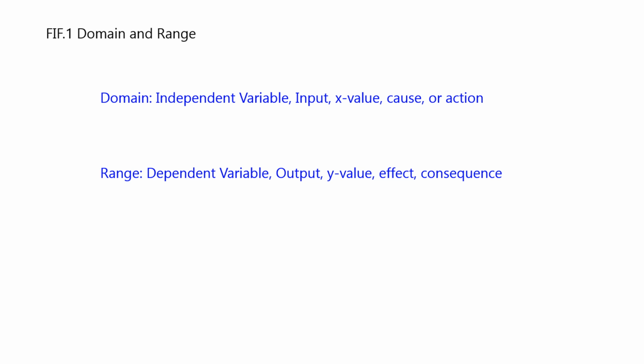The most common that you've heard in science would be the independent variable. Domain is also the input, the x value, the cause, or the action. Range is the dependent variable, the output, the y value, the effect, or the consequence.